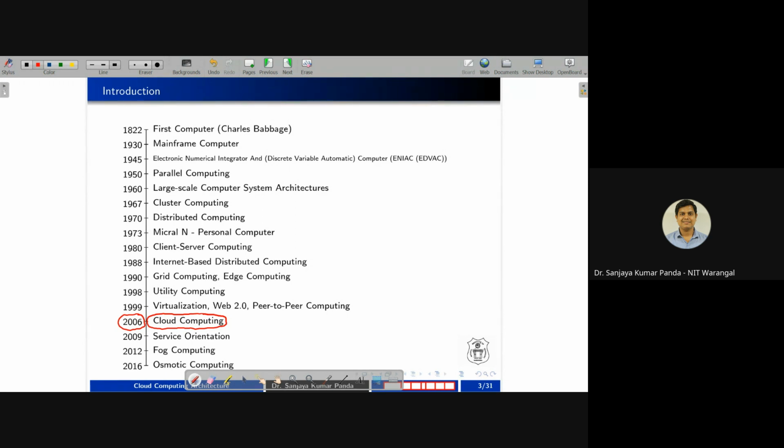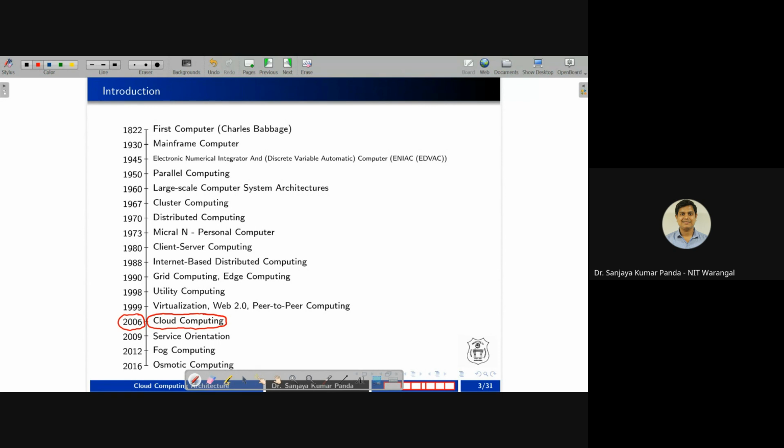Similarly, before 1950, all the computation we were doing was more or less on single computing resources, meaning there was only one processor. We had never thought of parallel computing. In 1950 people started a new type of computing called parallel computing, in which two or more works can be done simultaneously.